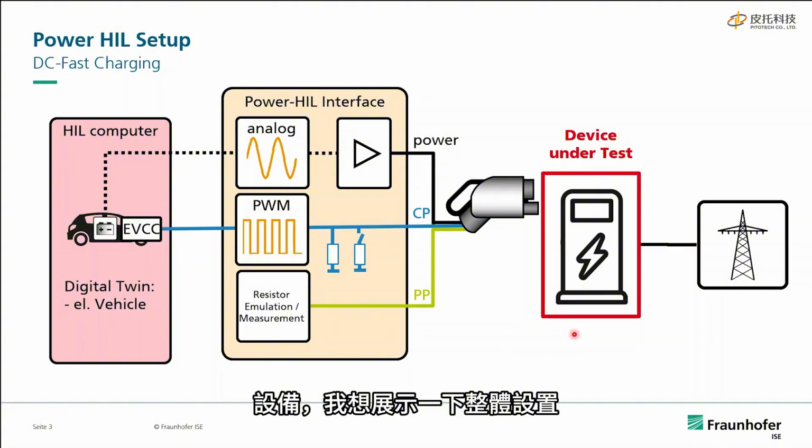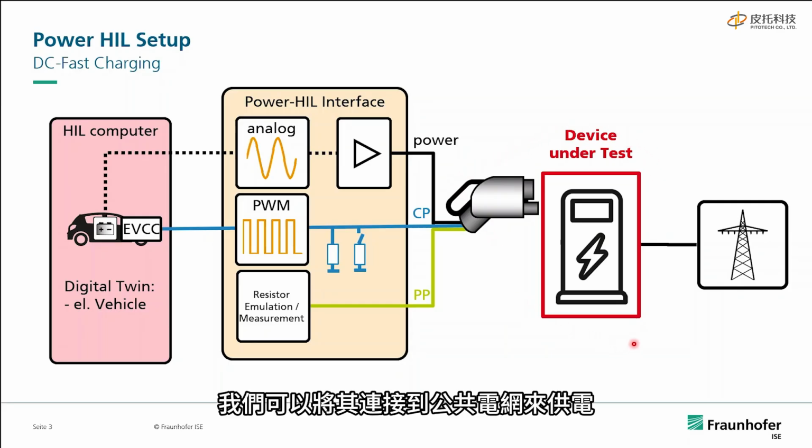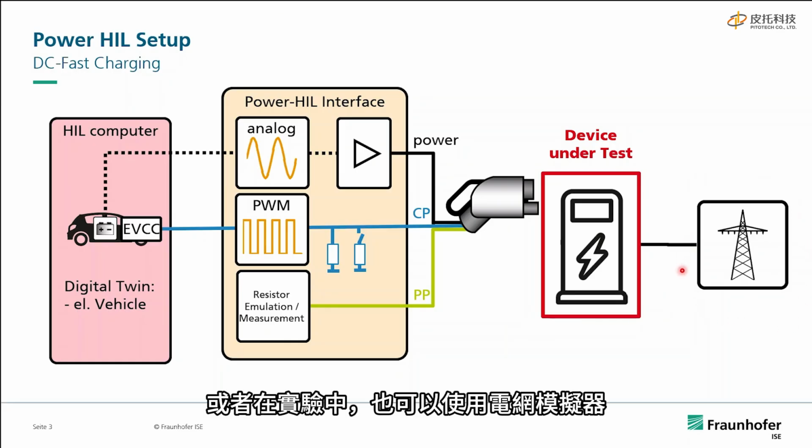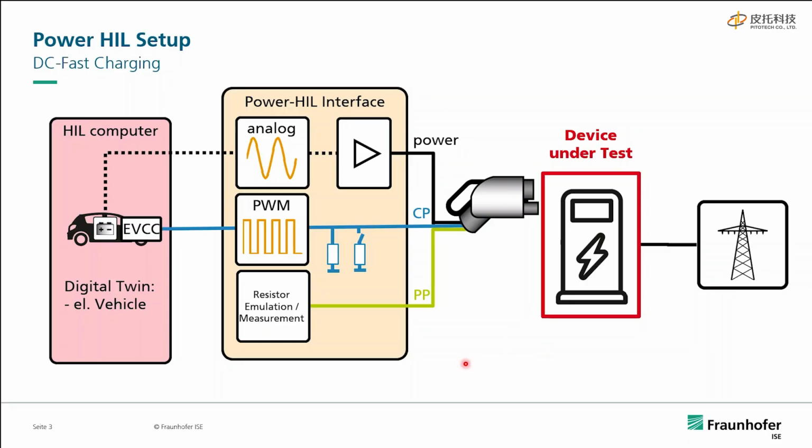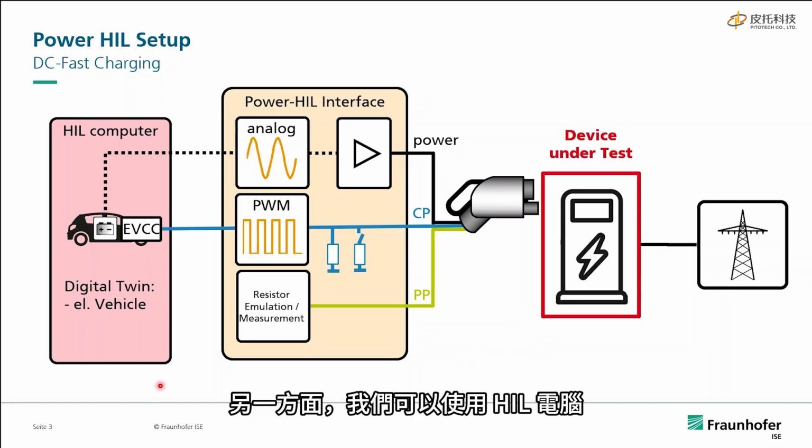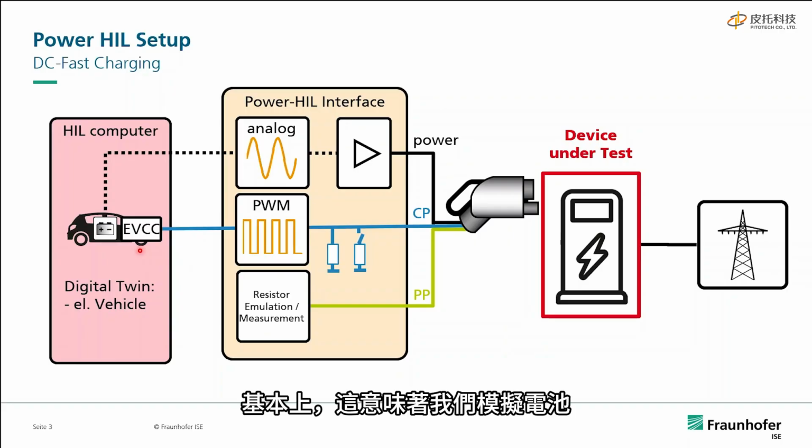I want to show the general setup. When we want to test a DC fast charger, we can connect it to the public grid just to power it, or in an experiment, it could also be a grid emulator to emulate a weak grid. On the other side, we use our HIL computer to model the charging part of the electric vehicle. Basically, that means we model the battery and the electric vehicle charge controller, the EVCC.